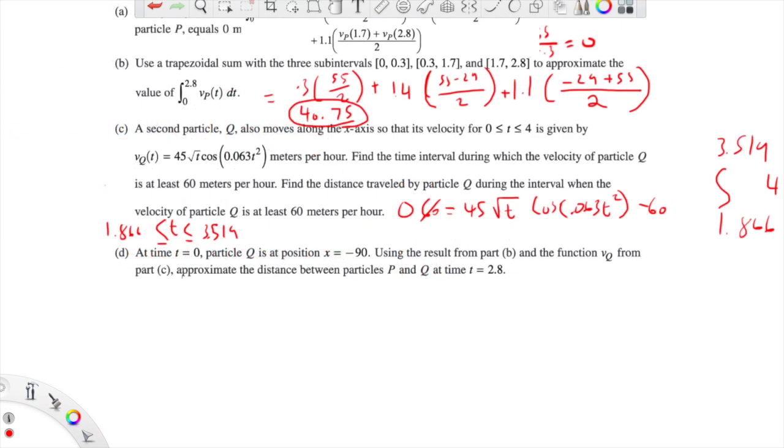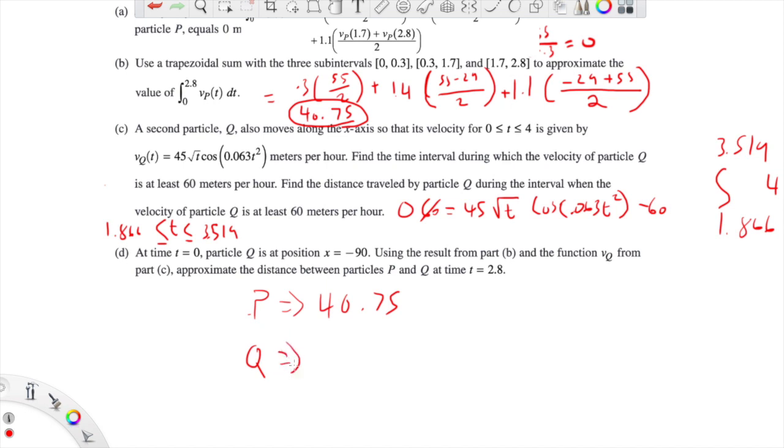So part D basically tells us that particle Q is at position x equals 90 at time t equals 0, and then they say use the information from part B, which is the distance traveled by particle P after 2.8 seconds, to see how far P and Q are away from each other. So again, we know P is going to be at 40.75, right? And now we got to figure out where Q is going to be.